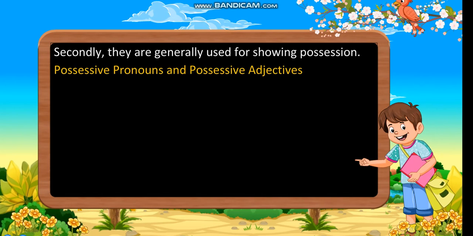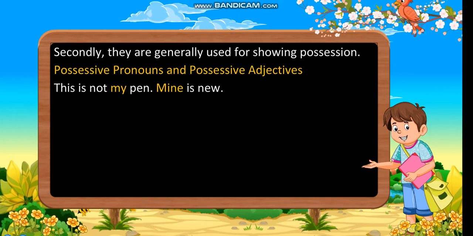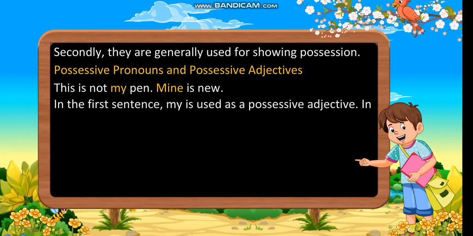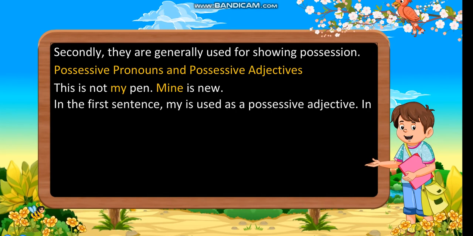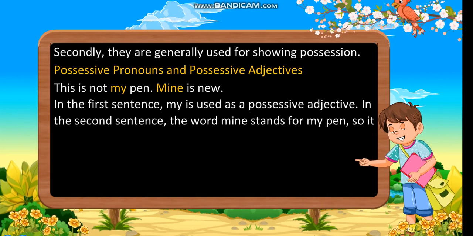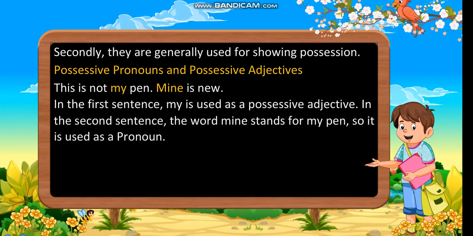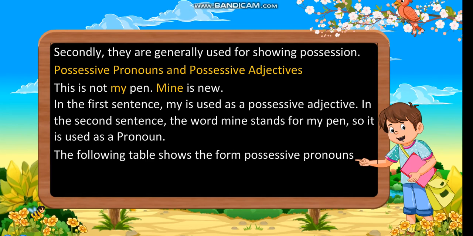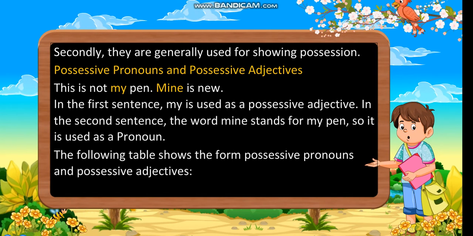Possessive pronouns and possessive adjectives. This is not my pen. Mine is new. In the first sentence, my is used as a possessive adjective. In the second sentence, the word mine stands for my pen, so it is used as a pronoun. The following table shows the forms of possessive pronouns and possessive adjectives.